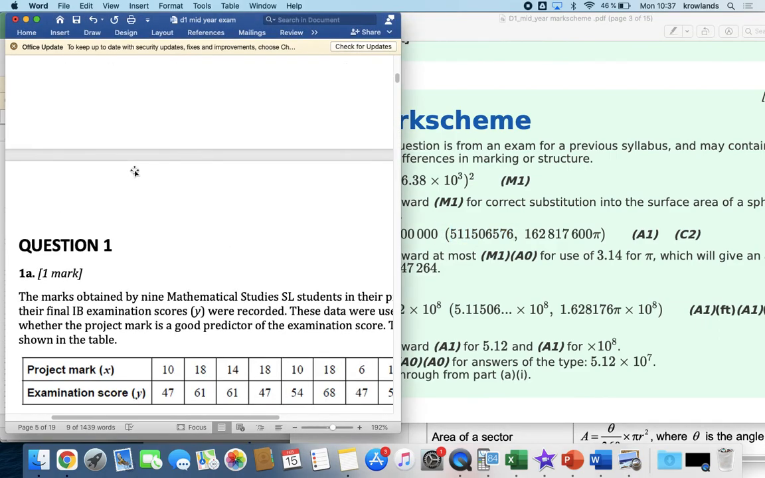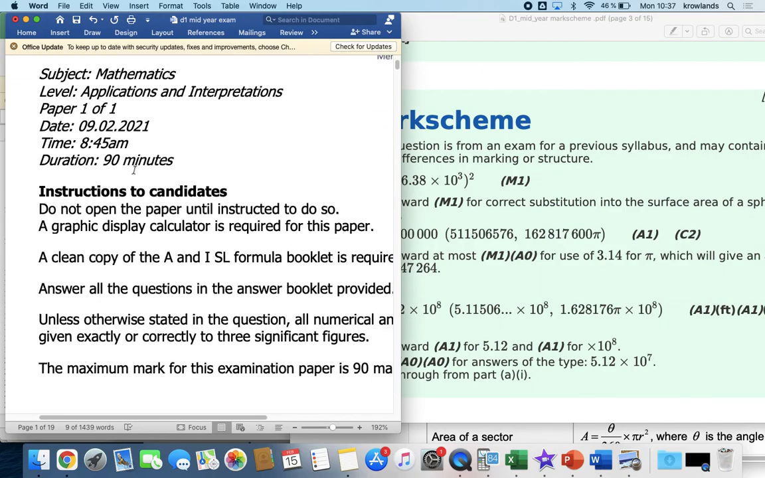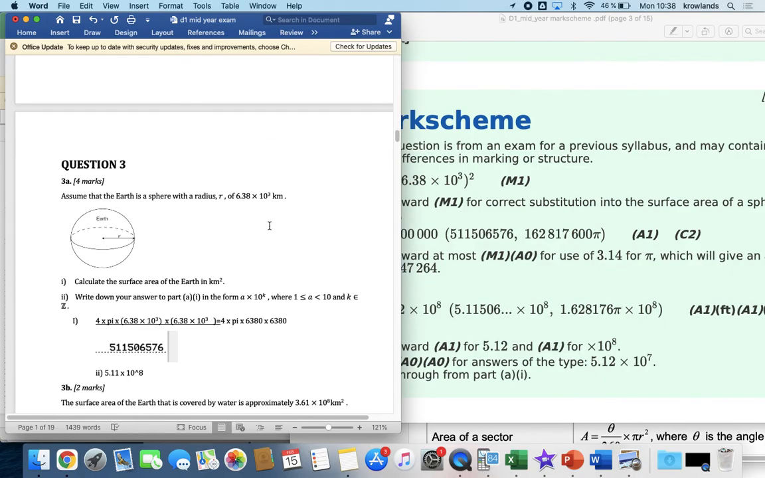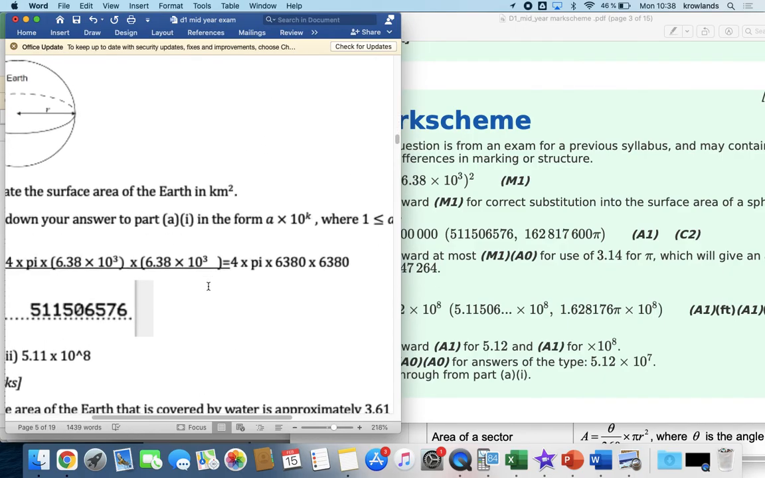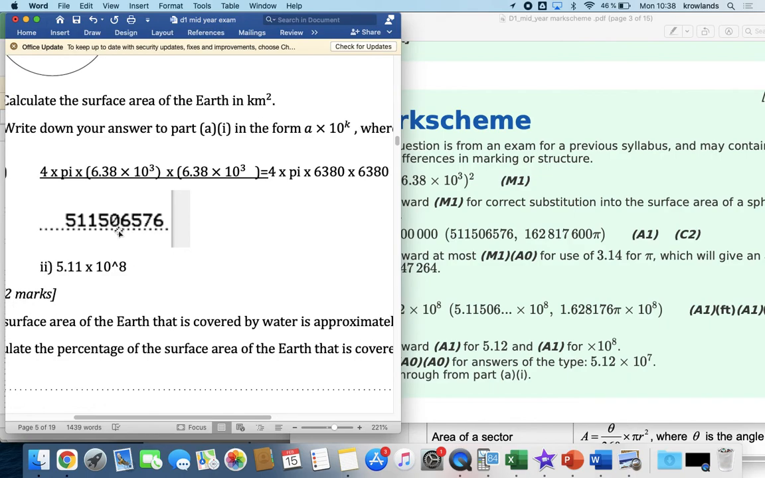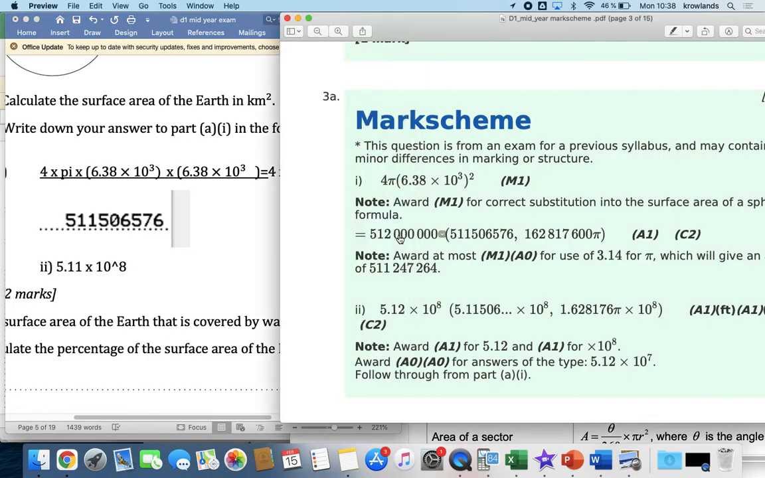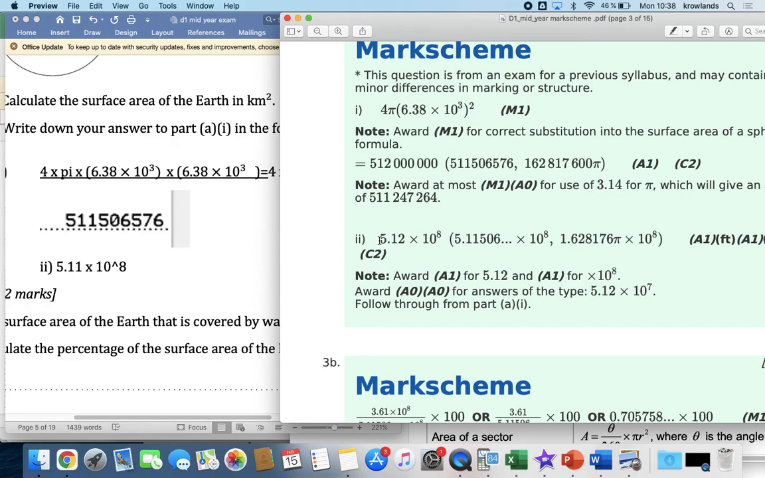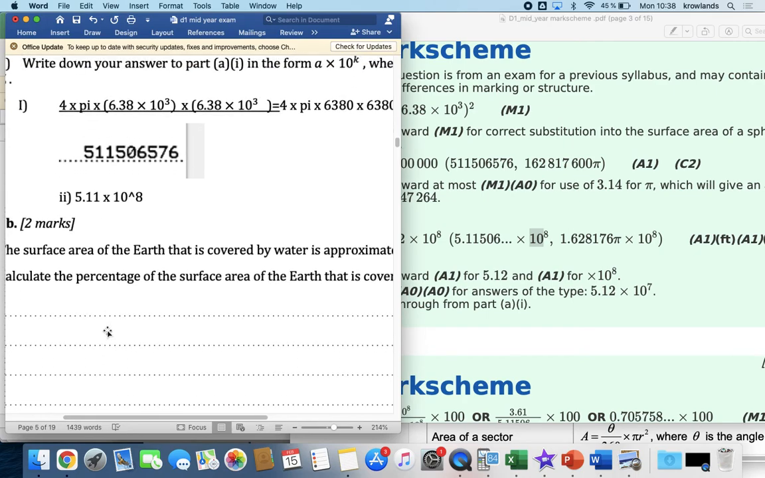Please note that at the beginning of the exam, and I need to talk to you more about this, it says unless stated it should be given to 3 significant figures. So going back to question 3, you are allowed to round this to 3 significant figures, which gives us 512 and then 6 zeros. Therefore, your answer can either be rounded or non-rounded, and you get 1 mark for the 5.12 or the 5.11506, and you get 1 mark for 10 to the power of 8.